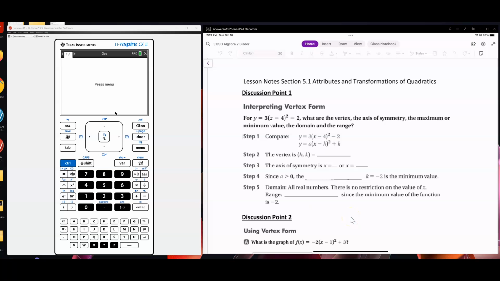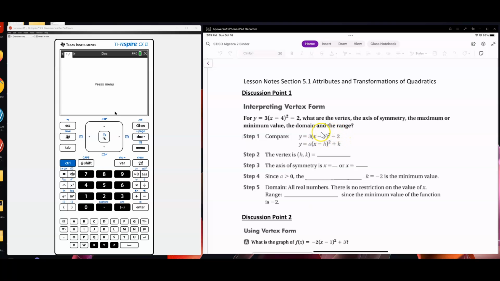Okay, today's lesson is attributes and transformation of quadratics. Discussion point: interpreting vertex form for y equals 3(x - 4)² - 2. What are the vertex, the axis of symmetry, maximum or minimum point, domain, and range?